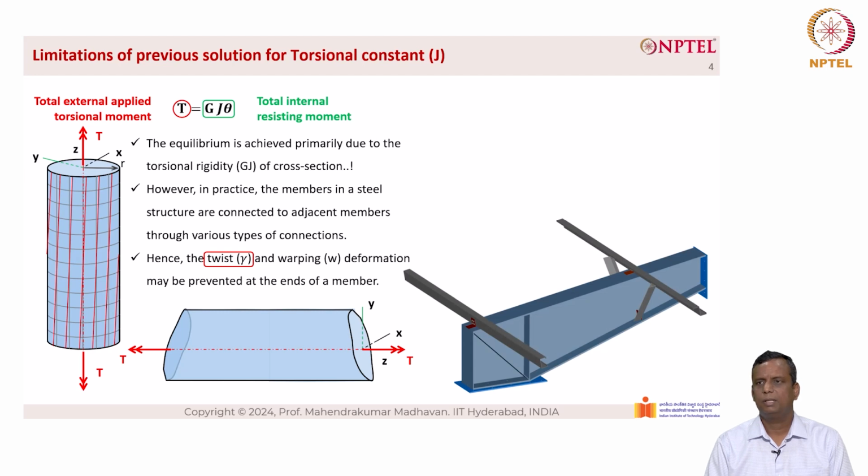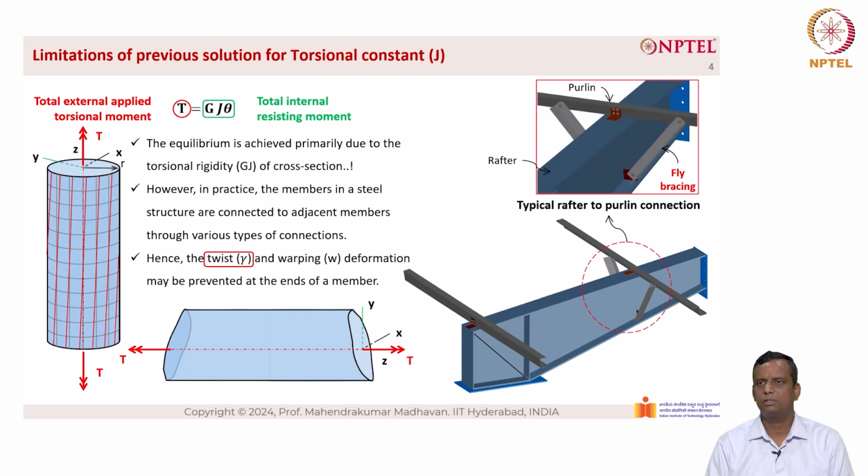Now, let us look at another connection here. This is basically the rafter. On top of the rafter, you have a purlin. The purlin is connected by a clip angle, also known as cleat angle. It is connected on the top flange by the cleat angle, and the bottom flange is connected by fly bracing, basically an angle section similar to what we saw in the last picture. This is a closer look at the typical rafter to purlin connection, and you can see that this type of connection also prevents twisting of the cross-section.